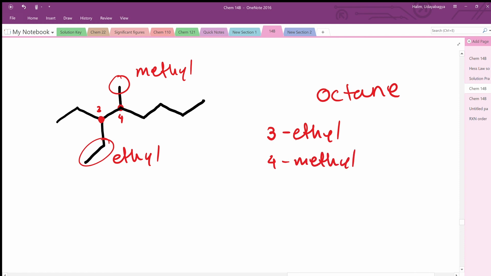And I have to assemble them alphabetically, disregarding the prefix. So E before M becomes 3-ethyl dash 4-methyl octane.